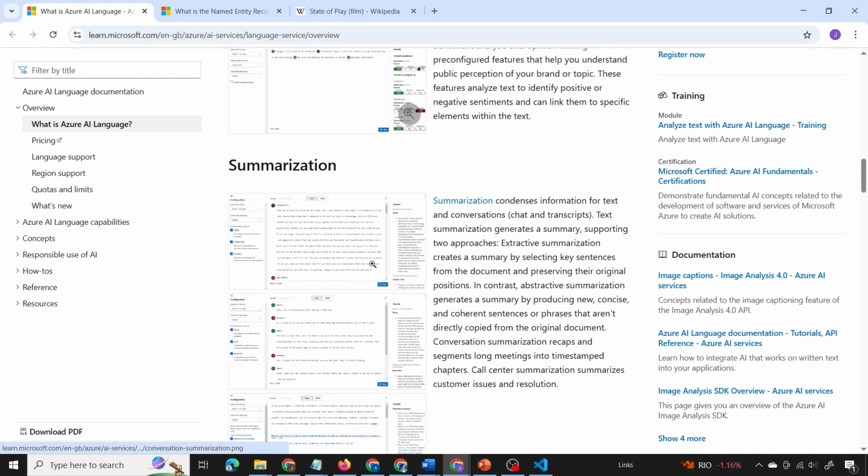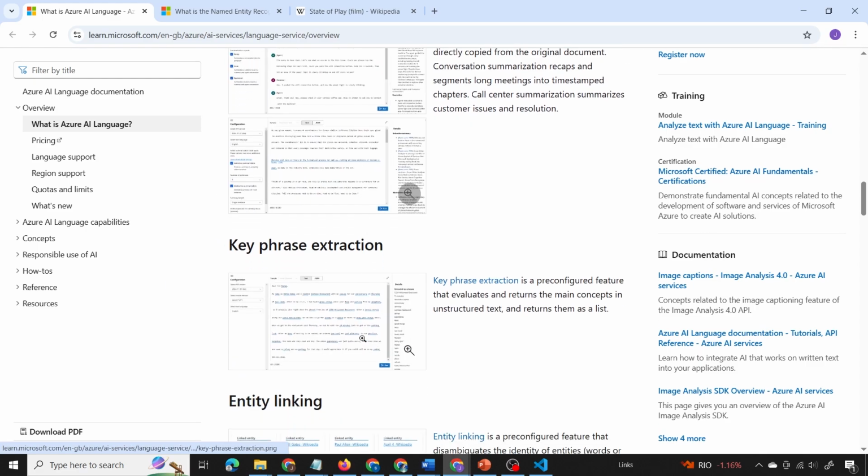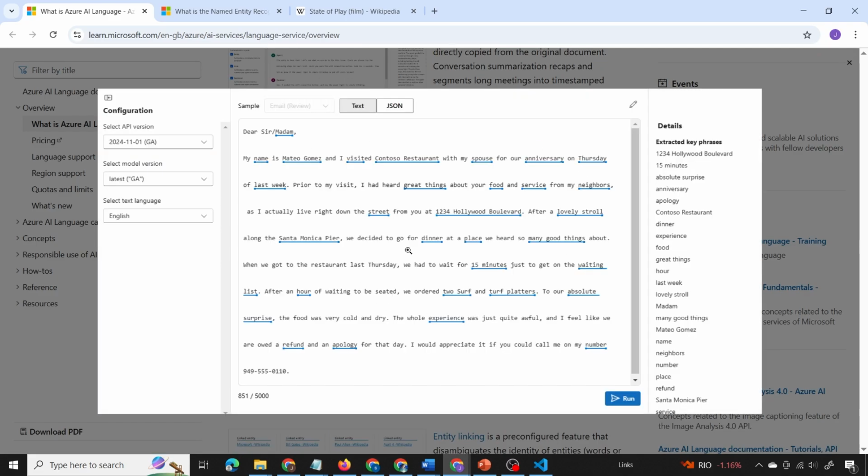Now next is summarization. It can summarize the text. Now there is key phrase extraction. So what is key phrase extraction? It can extract the main keywords present in the given text. So these are the extracted key phrases, the important words present in the given text. So that is key phrase extraction.